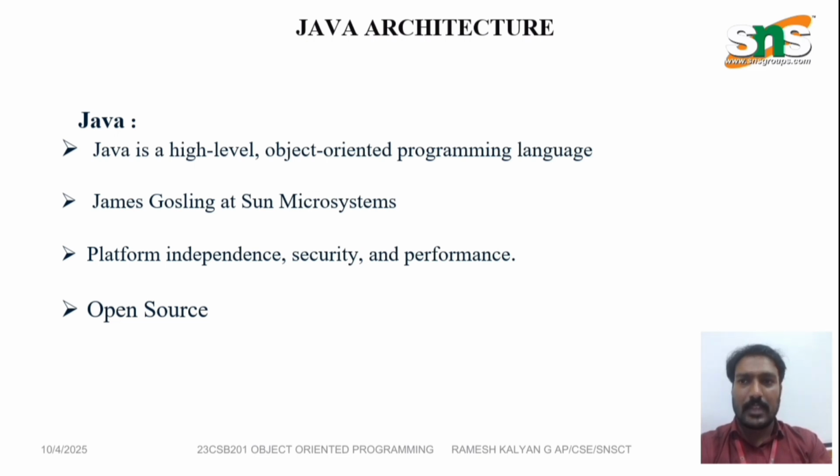Java is platform independent. It has high security features and performance. As compared to other programming languages, Java is highly secure, and it is open source. Initially it was not open source, but later on, after a few years, based on its usage and its working procedure, Java was made open source with the GNU public license.